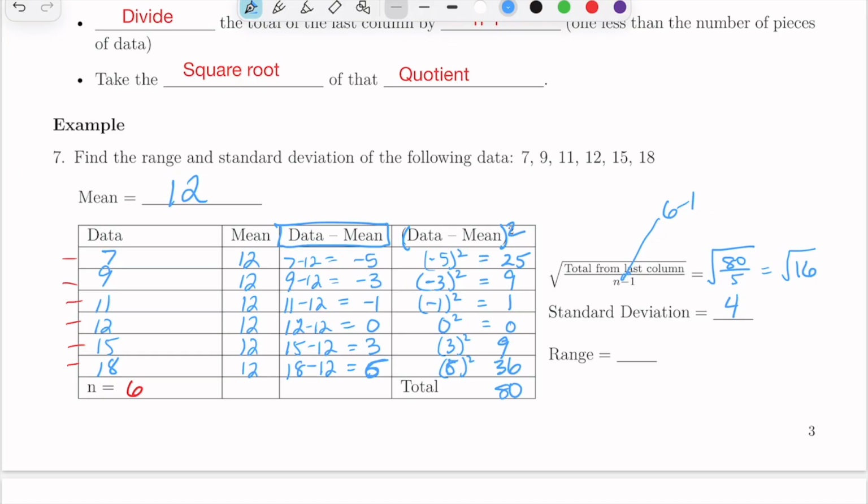Our range, by the way, is the largest number, which is 18, minus the smallest number, which is 7. So the two measures of spread that we were able to calculate from this data set are a range of 11 and a standard deviation of 4.